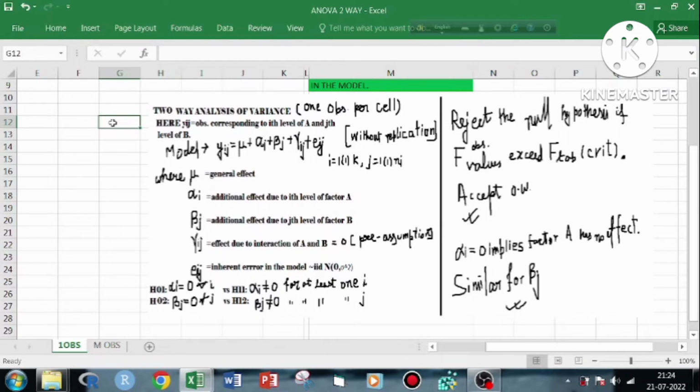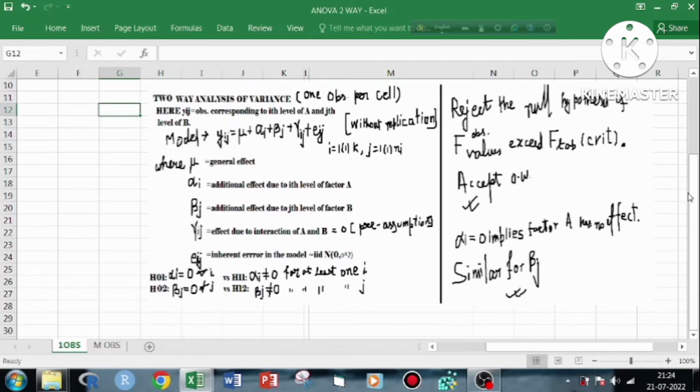Now see, for the two-way Anova model with one observation per cell, the model is yij equals mu plus alpha i plus beta j plus gamma ij plus eij. That means mu is the general effect. Alpha i is the additional effect due to the ith level of factor A. Beta j is the additional effect due to the jth level of factor B. Now gamma ij is the effect due to interaction of A and B, which we assume to be 0. I'm coming to why it is 0. Eij is inherent in the model. We have error in every model in statistics. That's not a different issue.